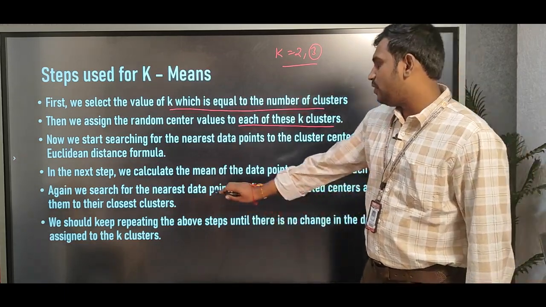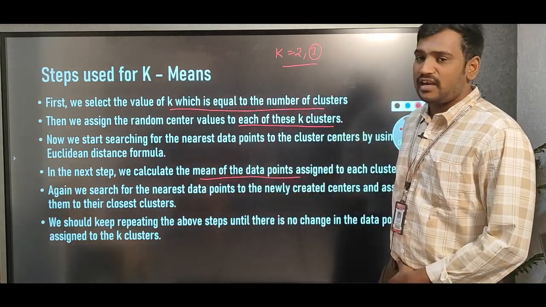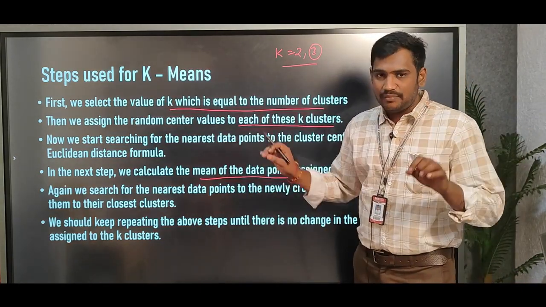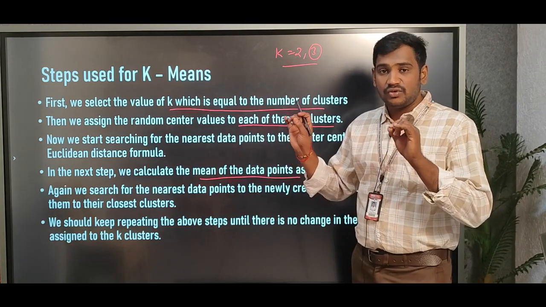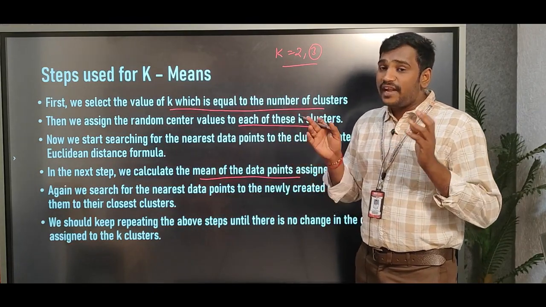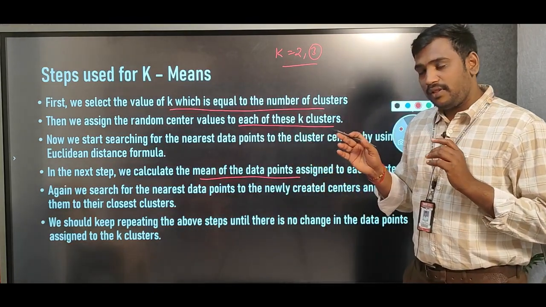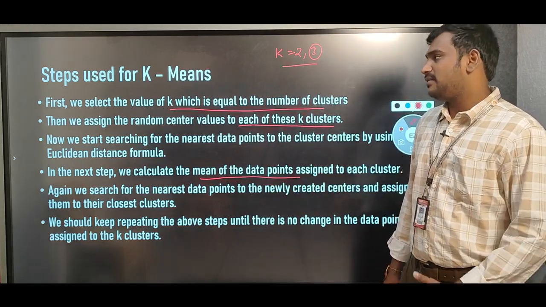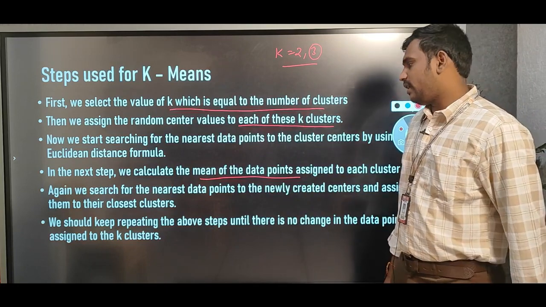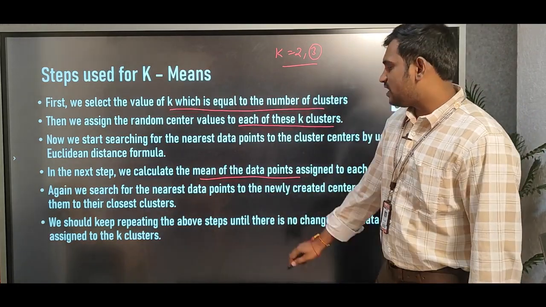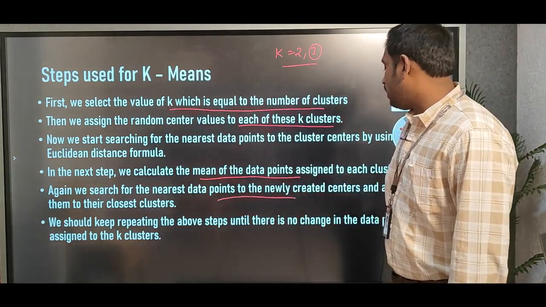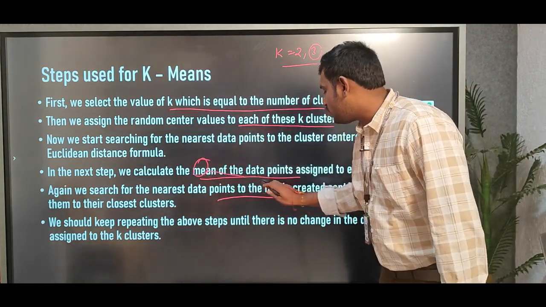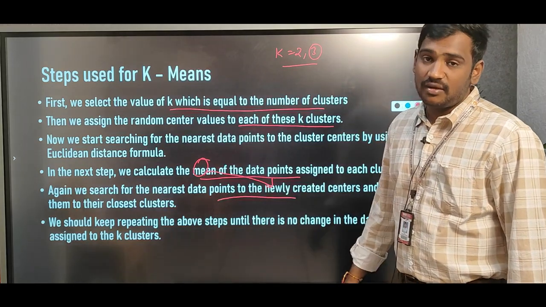In the next step, we have to calculate the mean of the data points. Initially we assigned random centers to each cluster. After finding the distance to all data points, we calculate the mean. After calculating the mean, we search for the nearest data points to the newly created center. So if you calculate the mean, it will create a new center for each cluster.